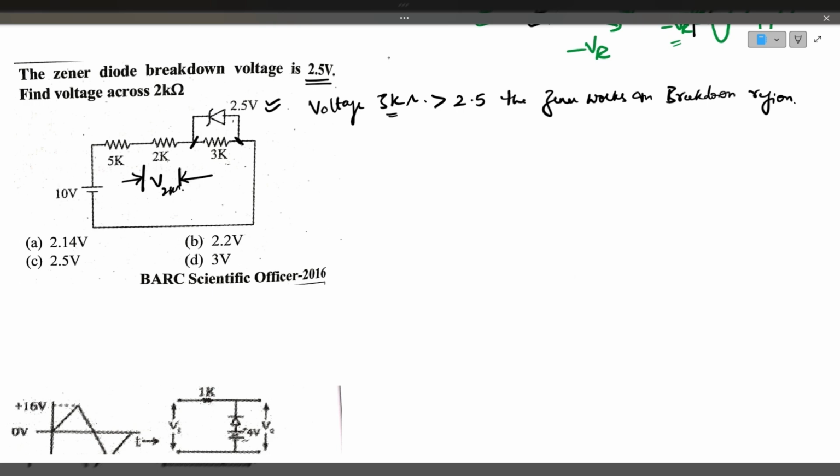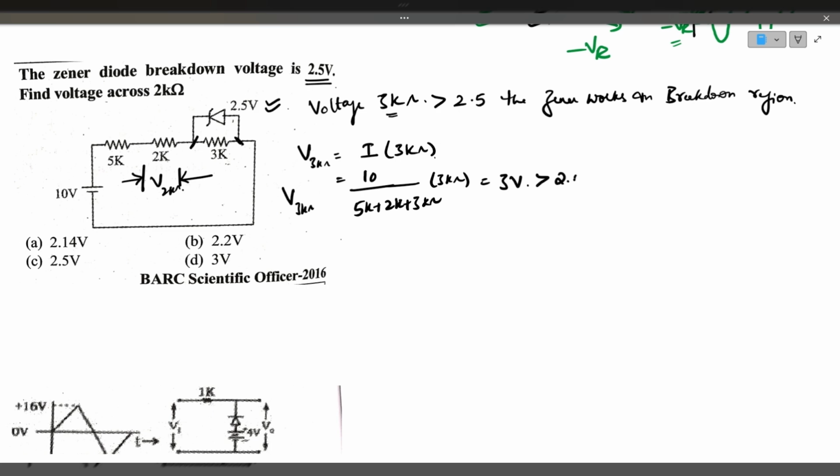Okay, let's analyze that. What is the current I? The voltage across 3 kilo ohm resistor is nothing but the current flowing in the circuit multiplied by 3 kilo ohms. What is the current flowing in the circuit? It is 10 divided by 5 kilo ohm plus 2 kilo ohm plus 3 kilo ohm. So it is 3 volts. So voltage across 3 kilo ohm resistor is 3 volts, which is greater than Zener breakdown voltage. So Zener operates in breakdown region.